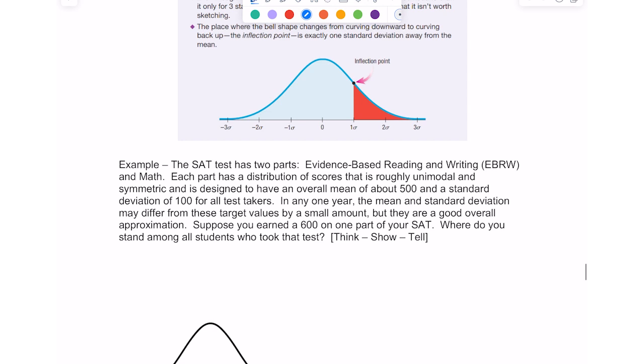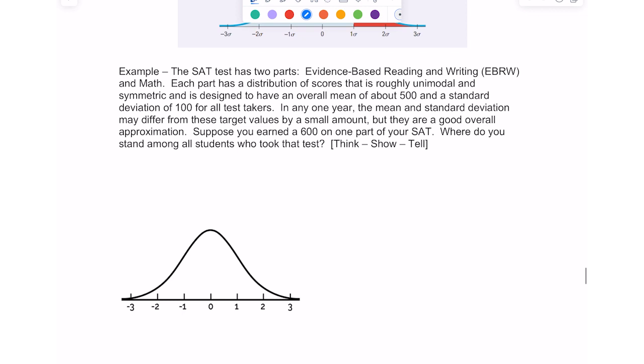Suppose you earned a 600 on one part of your SAT. Where do you stand among all students who took the test? You want to remember to think, show, and tell. Okay, so we want to think about what this problem is asking us for, like what am I looking for? I'm pretending that I'm that person that scored the 600 on one part of the SAT. So where would I stand among everyone else who took that test?